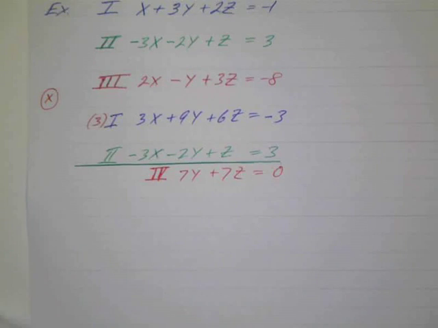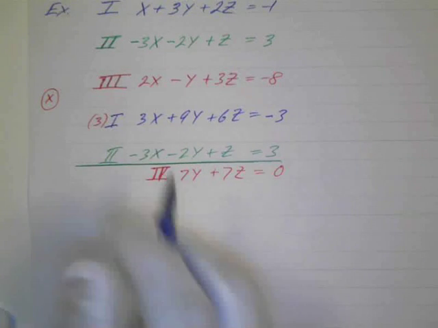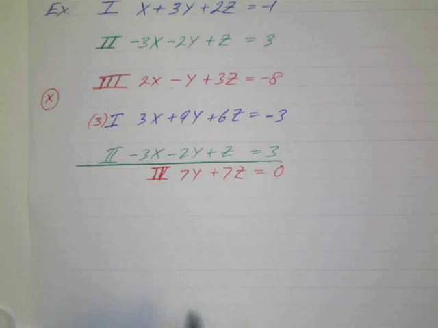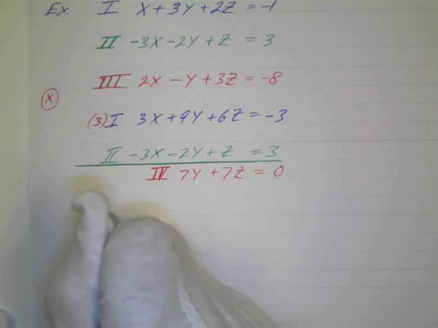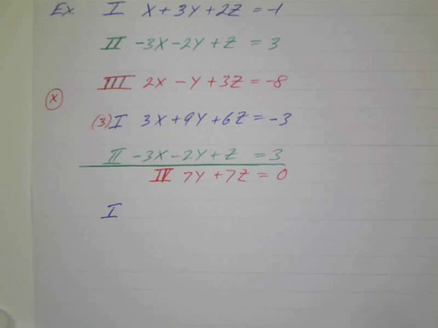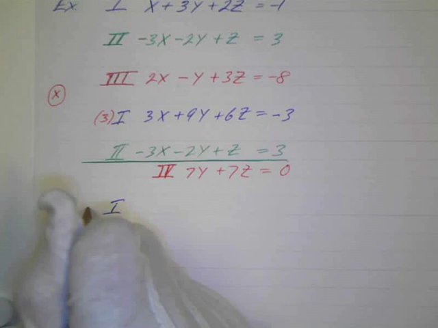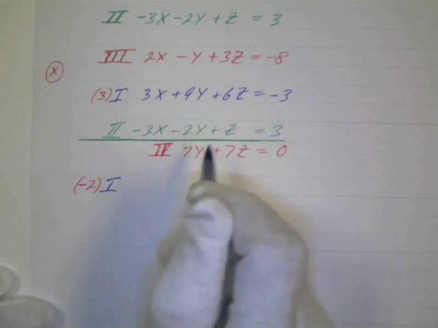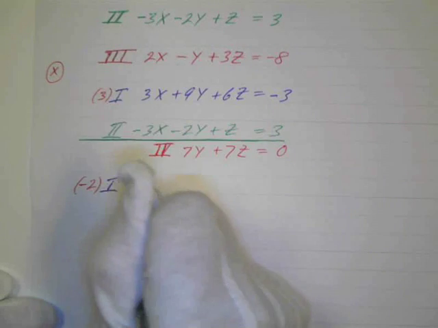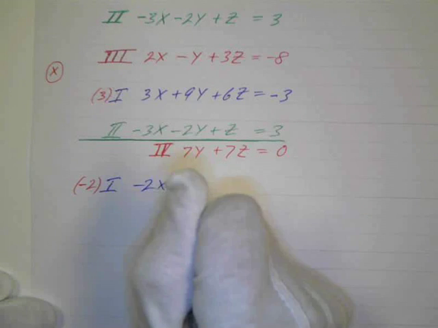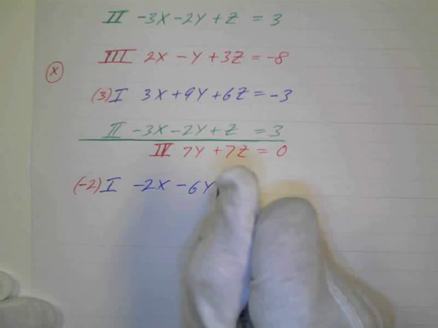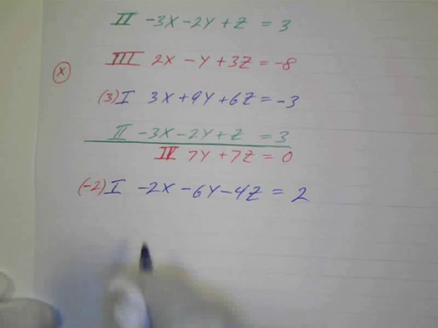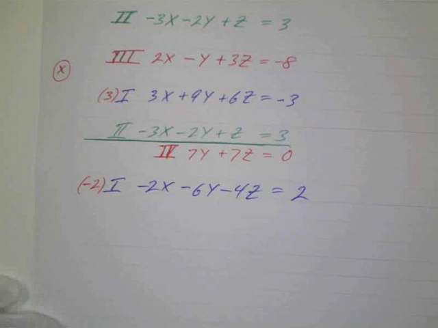Now I'm going to take equation 1 and group it with equation 3, and I know that if I take equation 1 and multiply it by negative 2, I'll have opposites with equation 3 to get rid of the x. So I take equation number 1 and multiply it by negative 2. Equation 1 will now be negative 2x, negative 6y, negative 4z equals positive 2. I'm multiplying each term by negative 2.